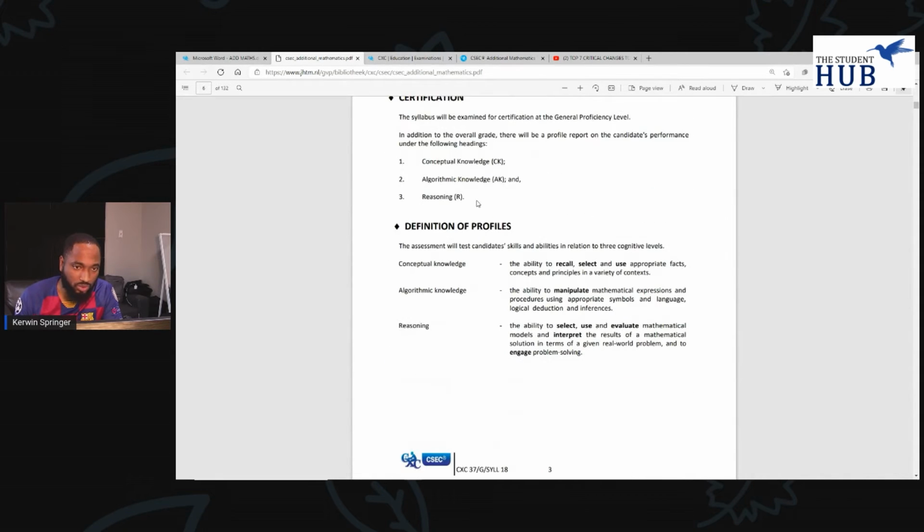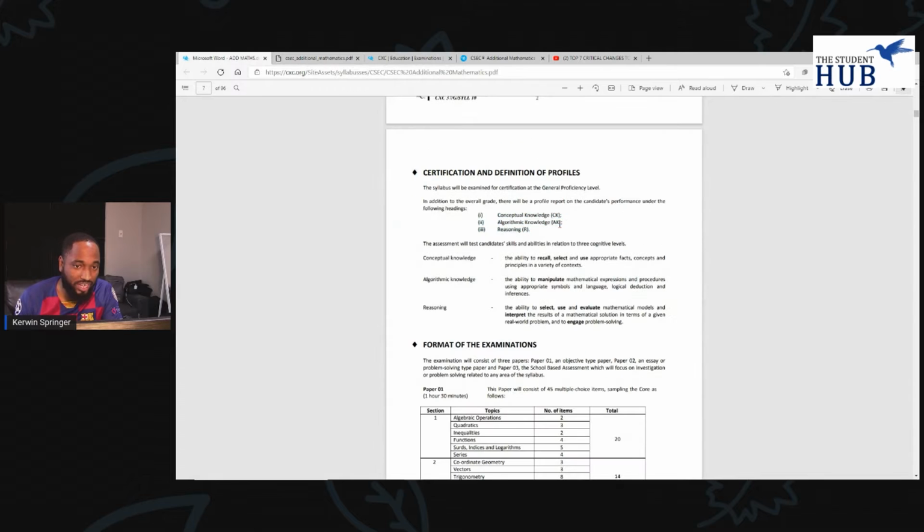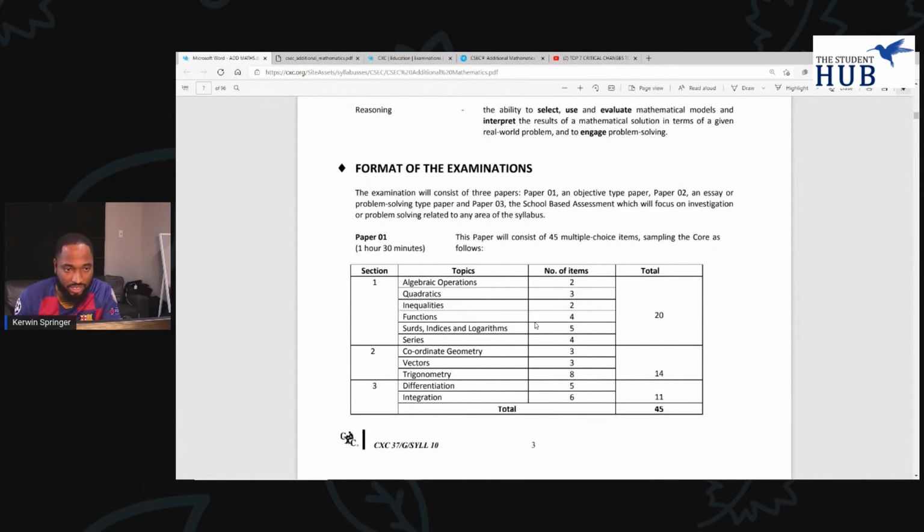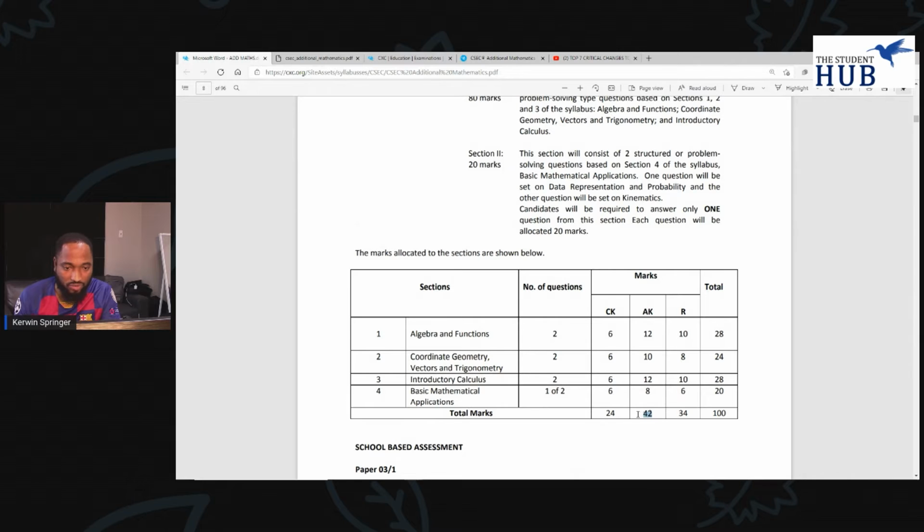So let's scroll. Going on, we see conceptual knowledge, algorithmic knowledge, and reasoning. Those are the three profiles that CSEC uses in AdMath. Those remain the same. However, they are investing a lot more into algorithmic knowledge. What that means is equations, like the ability to manipulate mathematical expressions, procedures using appropriate symbols and language, logical deduction and inferences. So manipulation. It used to be that the total on that was like 42.